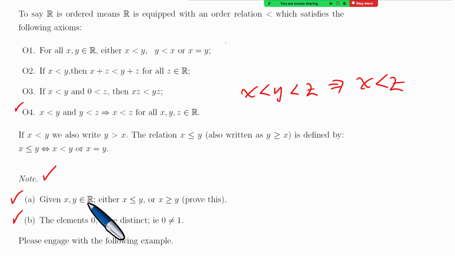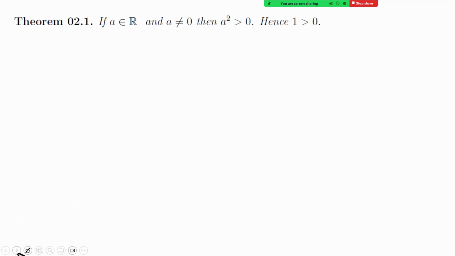Given X and Y in R, either X is less or equal to Y, or X is greater or equal to Y. Prove this. The elements 0, 1 are distinct. That is, 0 is not equal to 1. We'll engage with the following example.